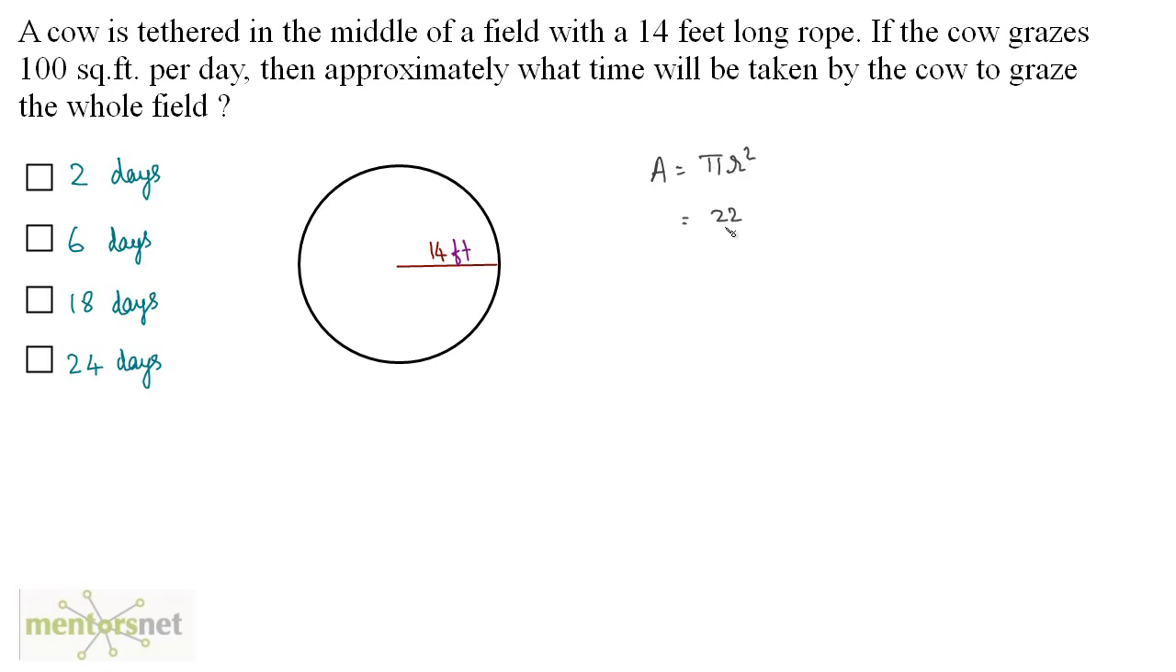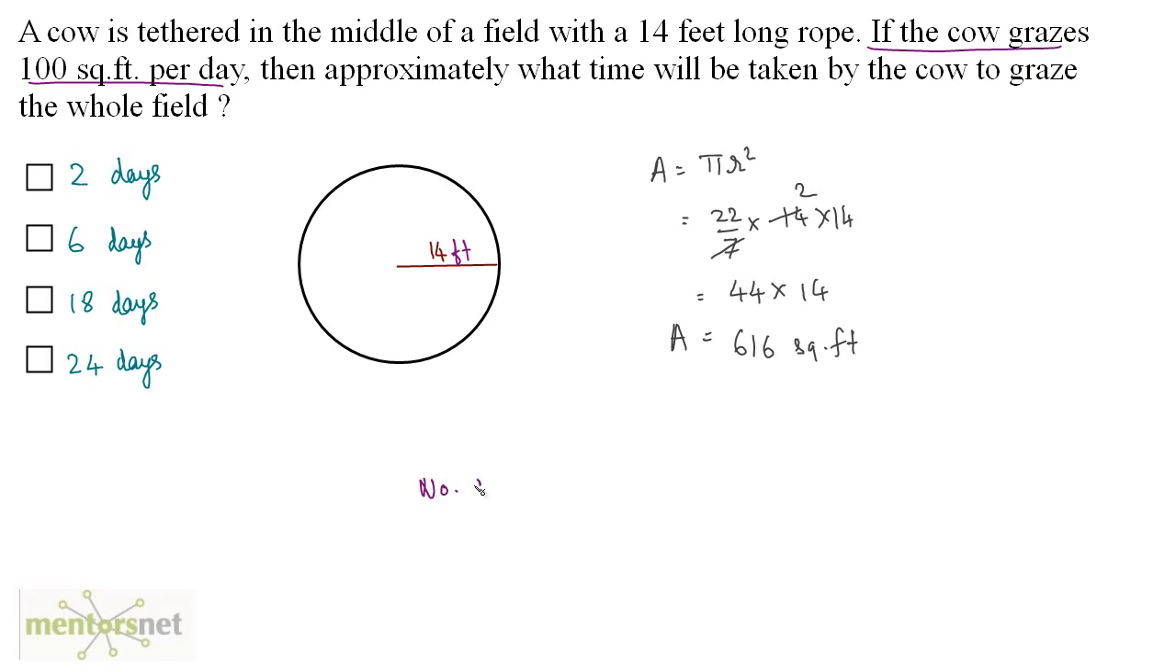So area is equal to pi r square. So pi is 22 by 7 times r is 14. So 14 times 14. 7 times 2 is 14. 22 times 2 is 44 times 14. And that is equal to 616 square feet. Now this is the total area grazed by the cow. We have been given that the cow grazes 100 square feet per day, and we have been asked how many days will be required to completely graze this total area of 616 square feet.